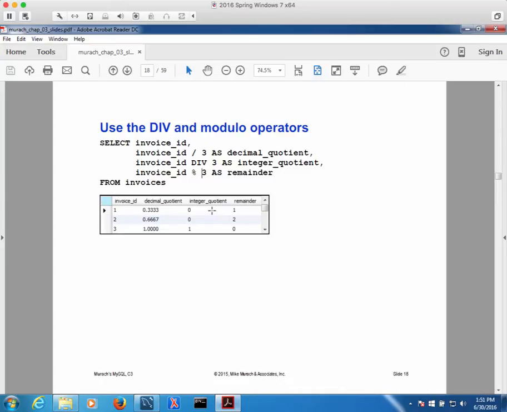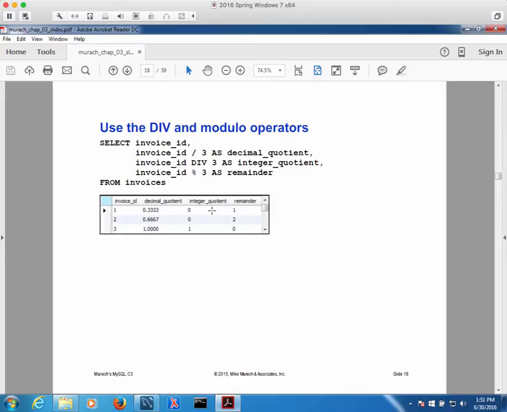The div and the modulo operators. So we have invoice ID divided by 3 as decimal quotient. If we use the slash, we're going to get a real number as a result, a whole number plus a fraction. So decimal quotient, as you see, has values to the right of the decimal point.